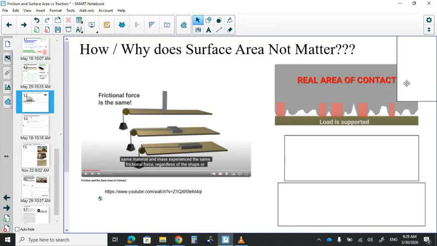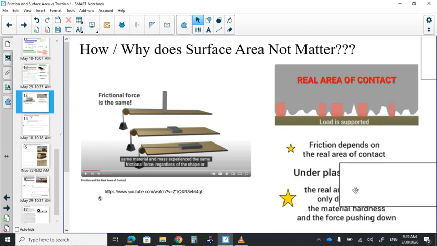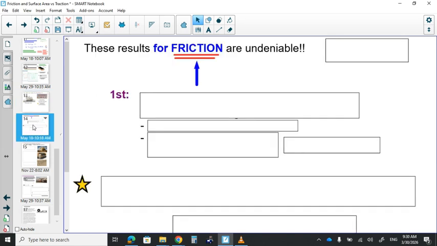So the real area of contact, right? Friction only depends on that, and so there's always just going to be the same amount of squish overall to support the load. Kind of neat, right? So the results for friction are of course undeniable. Like, it really works, right?